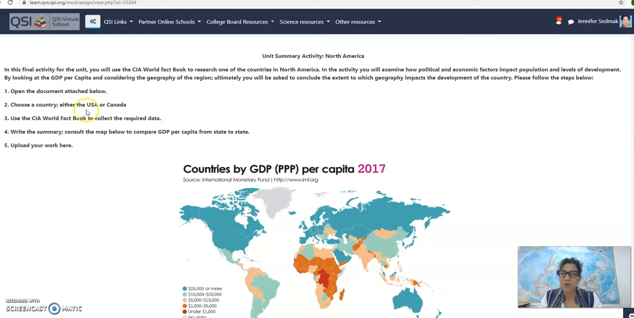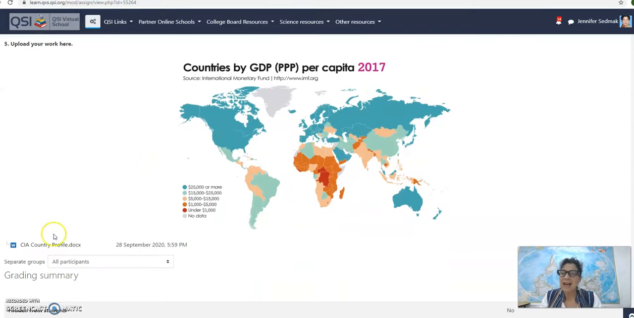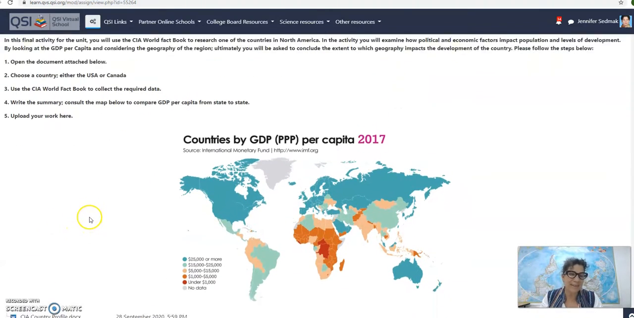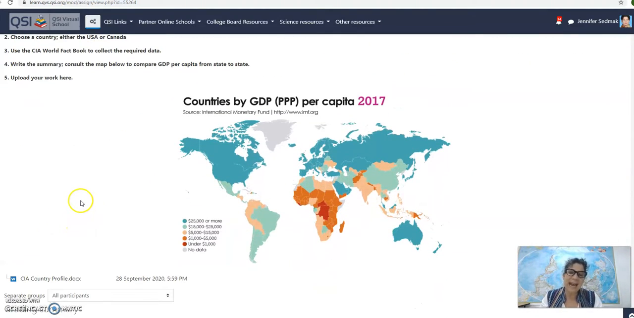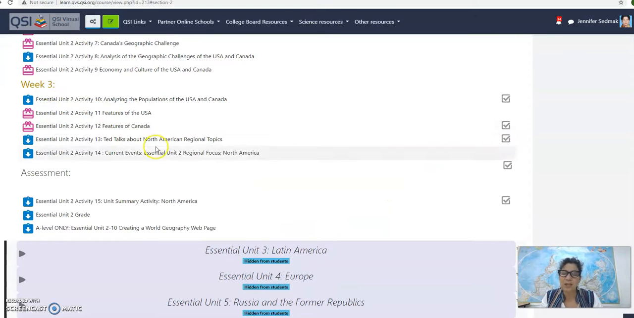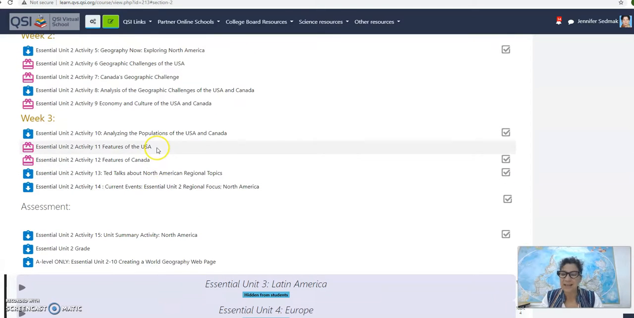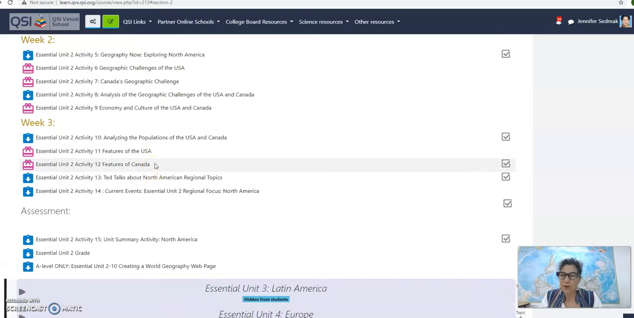And you have to either choose the United States or Canada as your focus for this activity. And then on the worksheet, there's all kinds of data that you will be looking at to draw conclusions of the United States or Canada in the modern period. So that is the summary activity for this unit. You get to pick the United States or Canada as your focus.